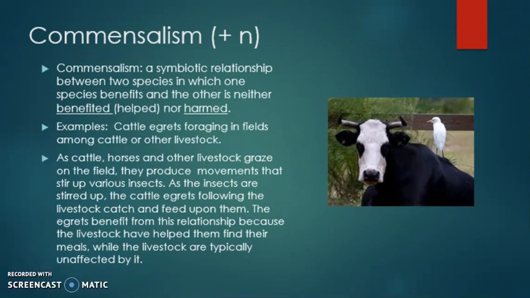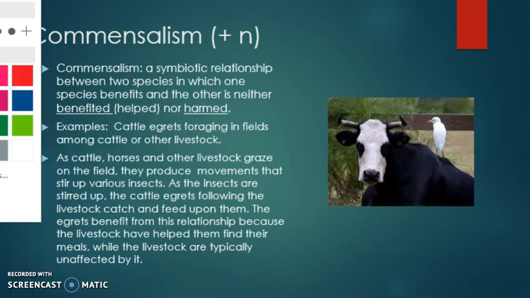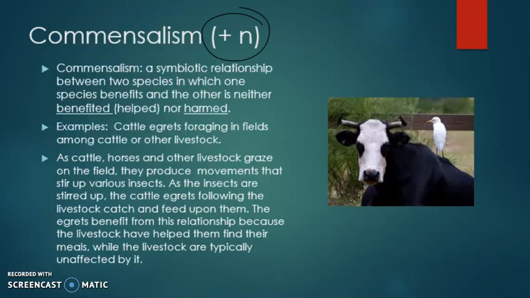Commensalism. I've got a plus sign and a neutral, N for neutral, okay, or nothing's going on. You can think of it as nothing. Because commensalism is a relationship in which one species is benefited and nothing happens to the other species, okay? So we've got a plus and a neutral, or we could do a smiley face and kind of like a straight face, okay?